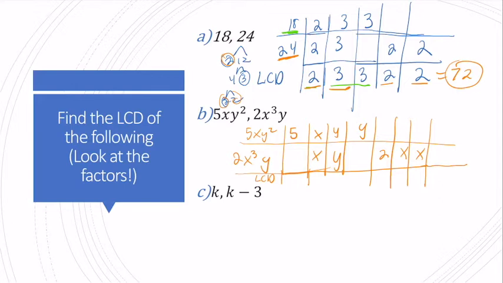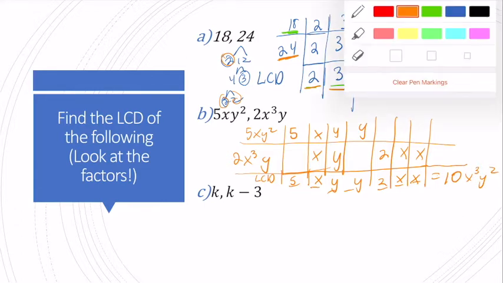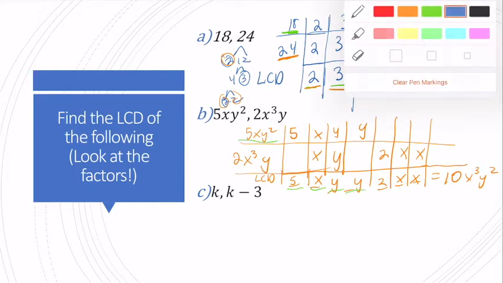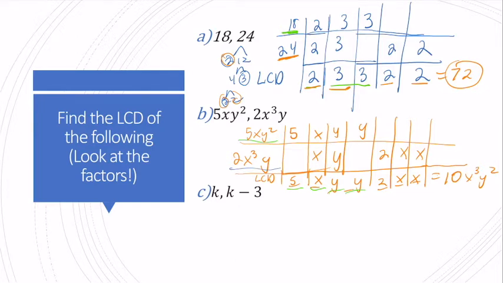So then I pull down a value from each column. I have 5, x, y, y, 2, x, x. So I collect my like terms. 5 and 2, that's going to give me 10, x cubed, y squared. Why does this work? Well, in order for a number to be divisible by 5xy squared, it needs a 5, an x, and 2 y's. In order for a number to be divisible by 2x cubed y, it needs a 2, 3 x's, and 1 y. And the smallest number of both of those will be 10x cubed y squared.